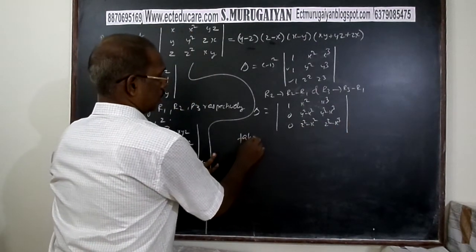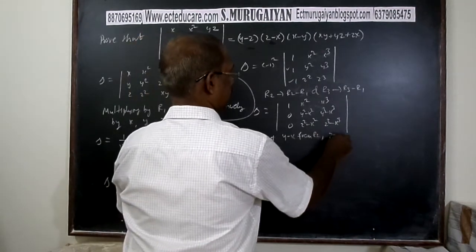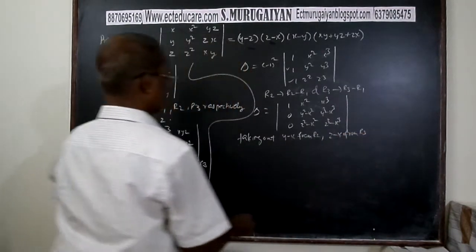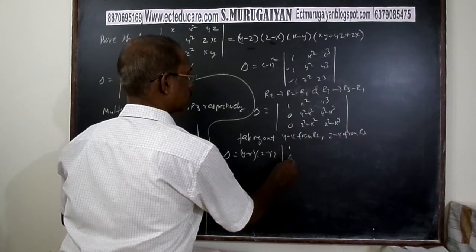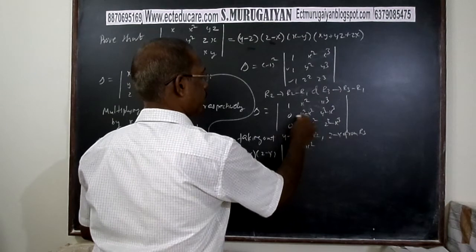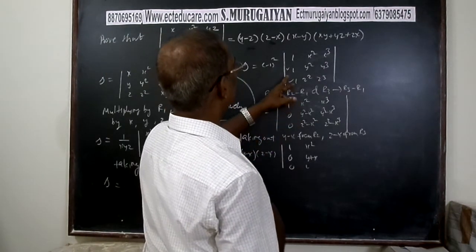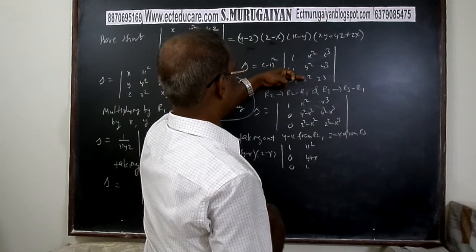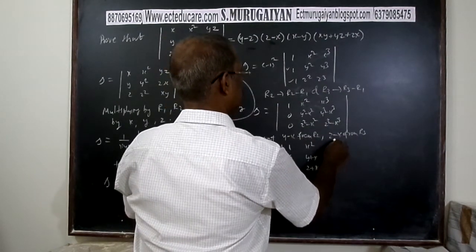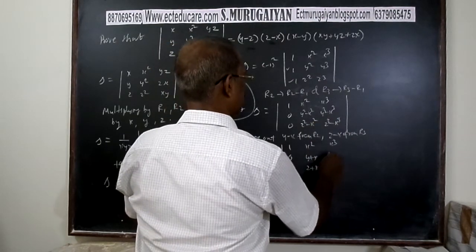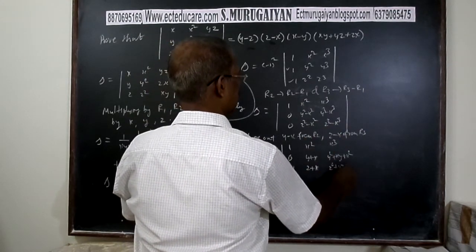Taking out y minus x from R2, z minus x from R3, then delta equal to y minus x into z minus x into 1 0 0 x square, other than y minus x, y plus x, here z plus x, then x cube, then other than y minus x, y square plus xy plus x square, other than z minus x, z square plus xz plus x square.